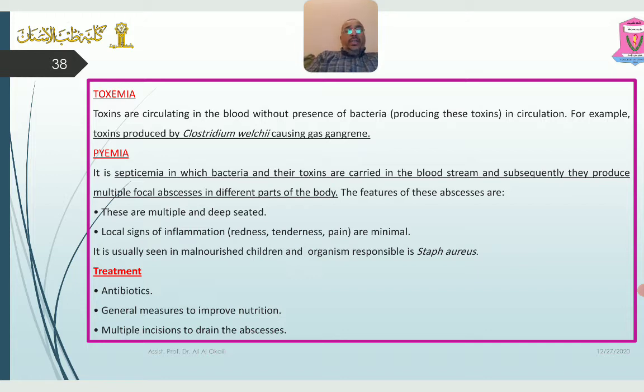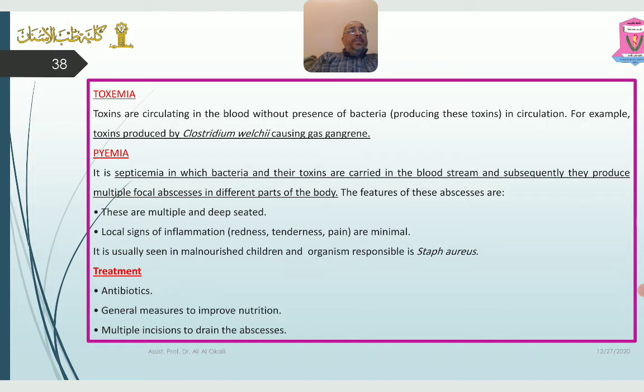Pyemia. It is the septicemia in which bacteria and their toxins are carried in the bloodstream and subsequently they produce multiple focal abscesses in different parts of the body. تسوينا abscess بالliver, abscess بالspleen, بالpancreas. So in addition to the circulating blood bacteria and its toxins, there will be multiple abscesses in different organs in the body. هاي نسميها pyemia.